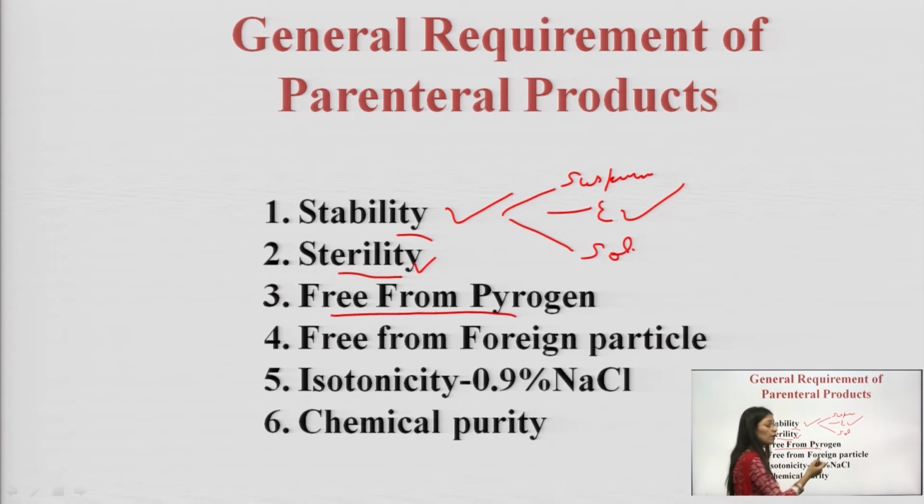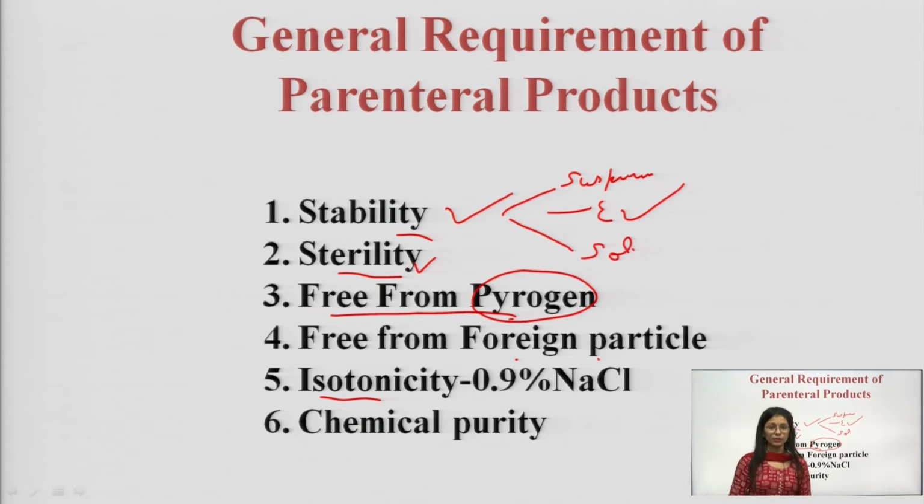Third point is, it is free from pyrogen. What are pyrogens? Pyrogens are those foreign bodies that, if entered inside the body, increase the temperature and cause fever. So, that is why we need to remove them. If our formulation has pyrogens inside it, obviously it can cause high temperature inside our body. Free from foreign particles. Obviously, we should take care that our product should be free from foreign particles, because it is directly entering inside the bloodstream. So, it needs to be very much taken care that foreign particles are removed.